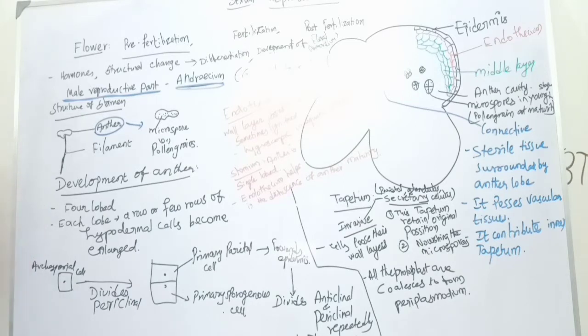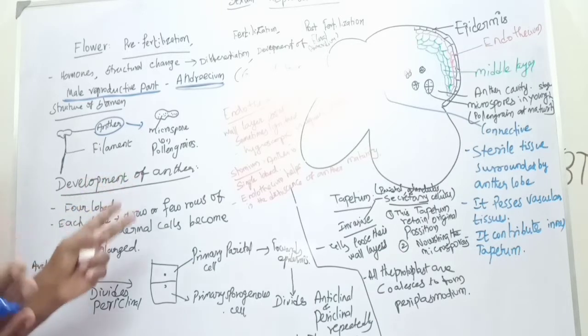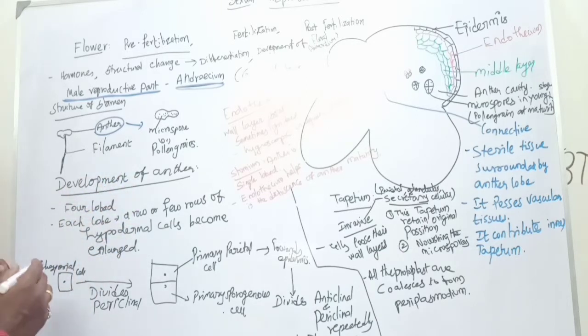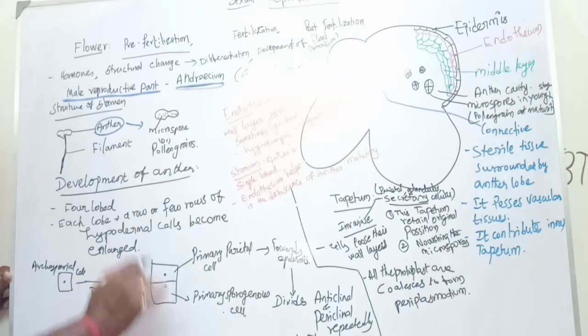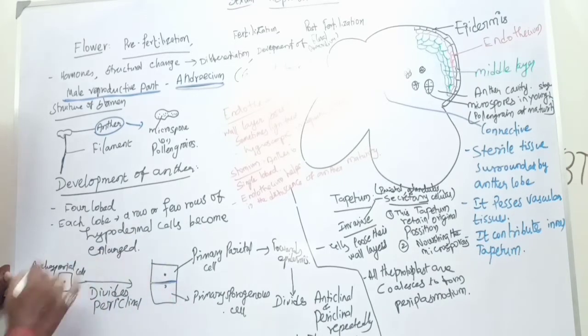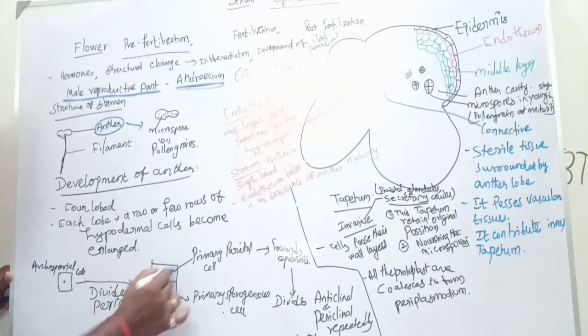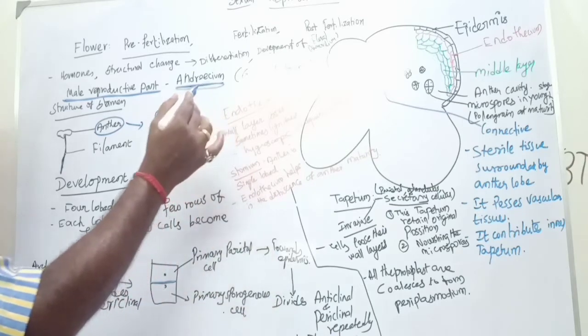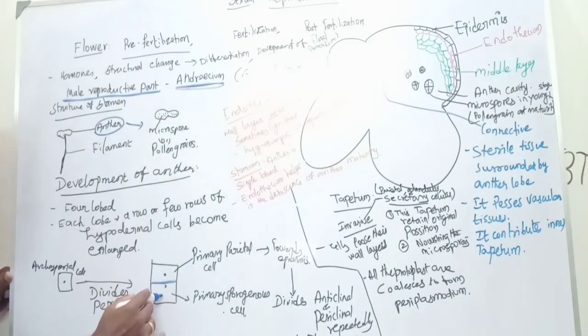Each lobe contains a single row or a few rows of hypodermal cells that become enlarged. Listen here, the single archesporial cell divides by periclinal division into two cells. One is called the primary parietal cell towards the epidermal layer. The second one is the primary sporogenous cell, which will lead to microspores and connective.